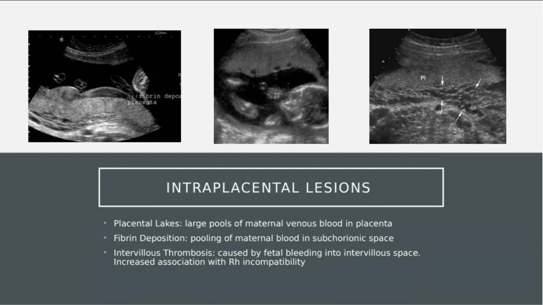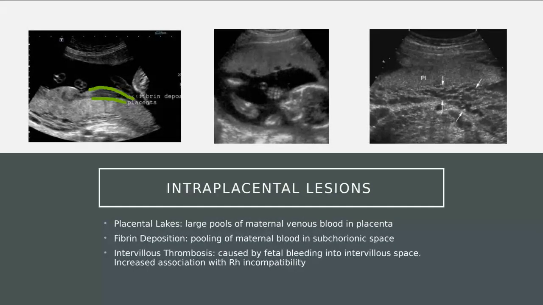That's going to be right in that subchorionic space, so right underneath that membrane on top of our placenta. This is a good example of a posterior placenta. So here we have our chorion, and then we have our placenta here, and then we have all of that fluid accumulating between the two. That's going to be our fibrin deposit. And then we have our intervillous thrombus, these guys right up here.